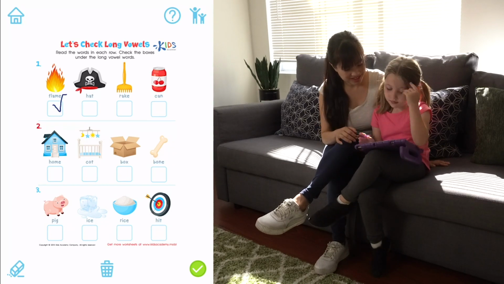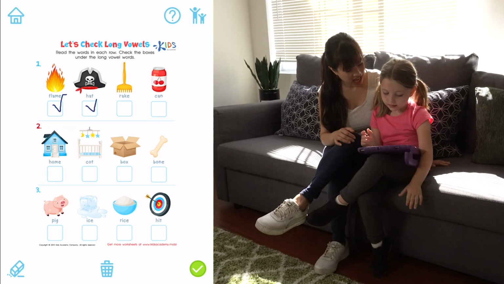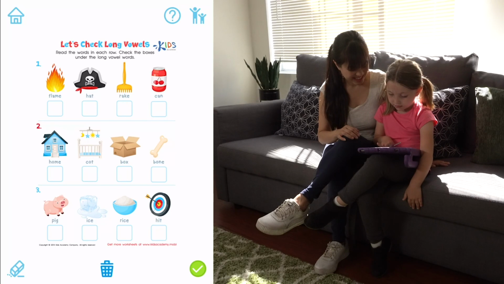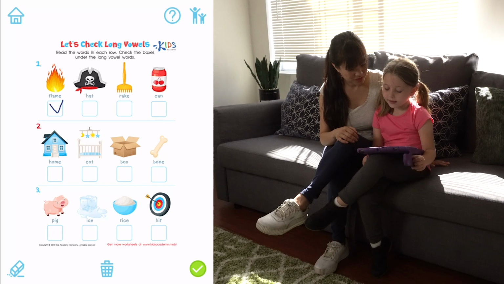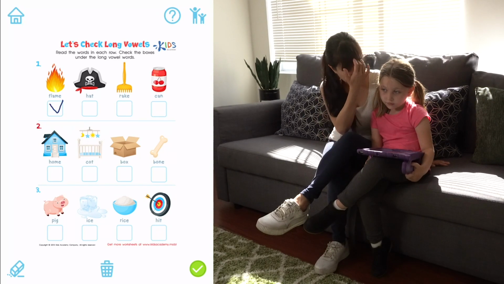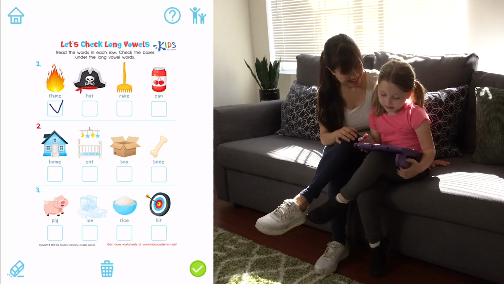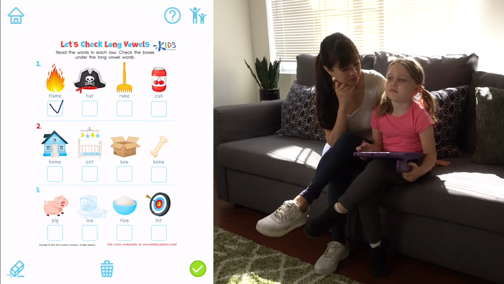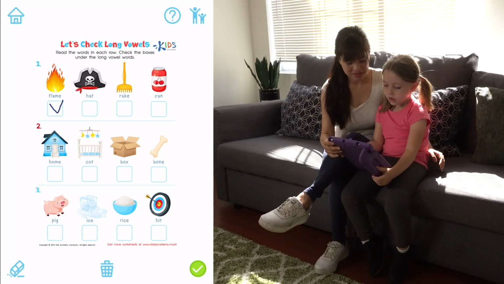What about the next word? Hat. Does hat sound like A, E, I, O, U? No. Rake. Does rake sound like A, E, I, O, or U? Rake. No. Can. Really. Hung.